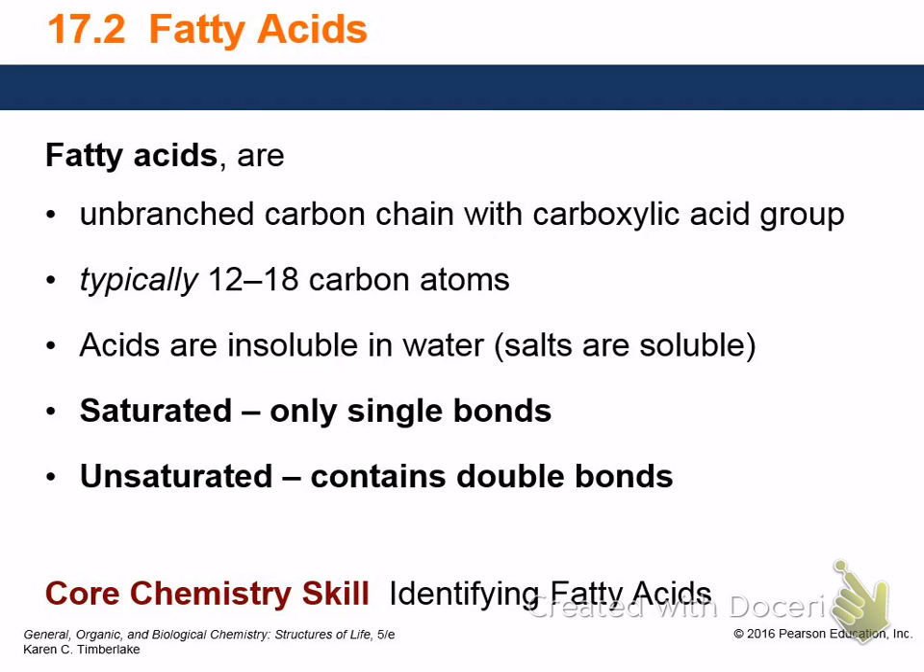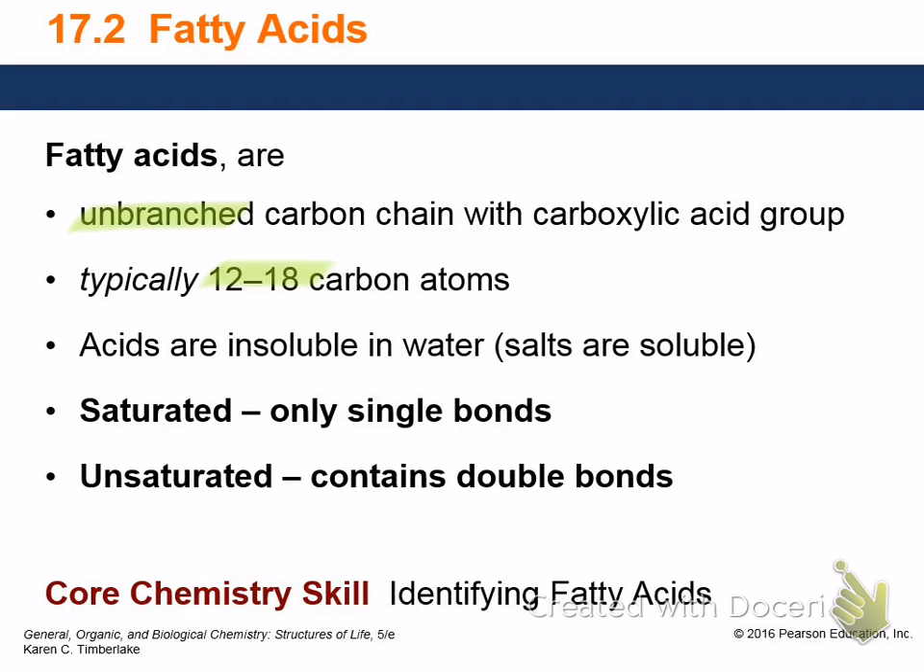So fatty acids are unbranched, so they're all linear chains. Get my highlighter out. This is the important part. Unbranched carboxylic acids, typically, but not always, like I said, it goes up to 22, I think. Right? One of the really important ones that we'll look at later is arachidonic acid, and it has more than 18.